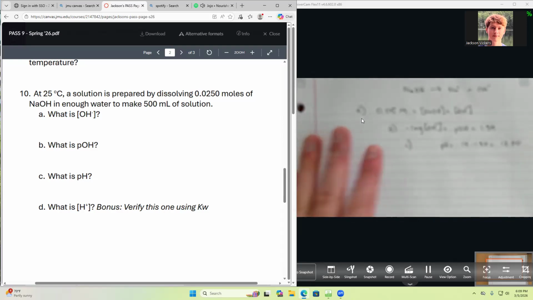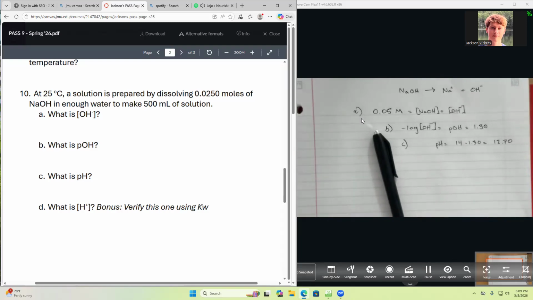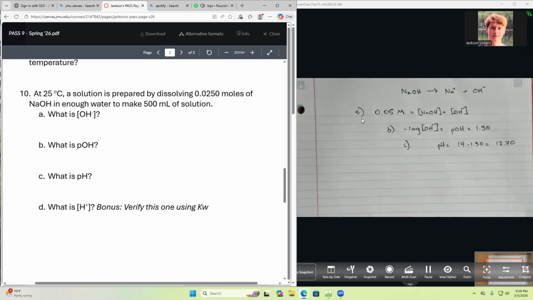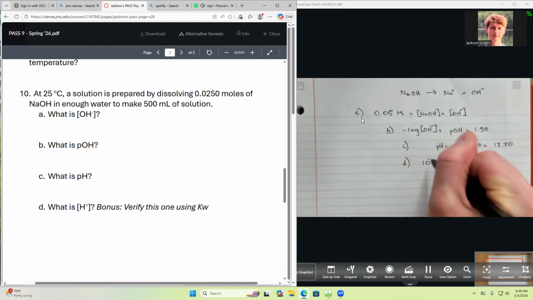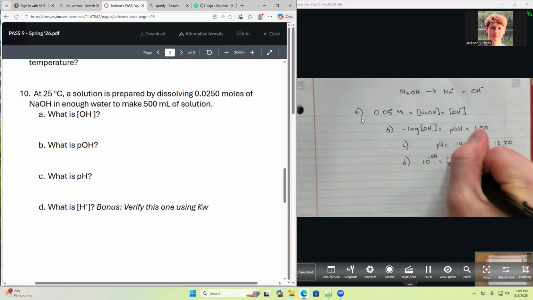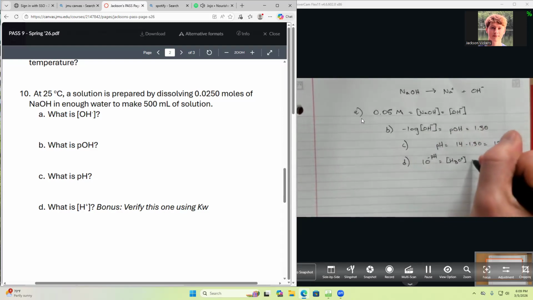So to do question D, there again are a few ways we could do this. I think the best way is going from pH to hydronium ion concentration, which is 10 to the power of minus pH equals H3O plus. So that's 10 to the power of minus 12.70.